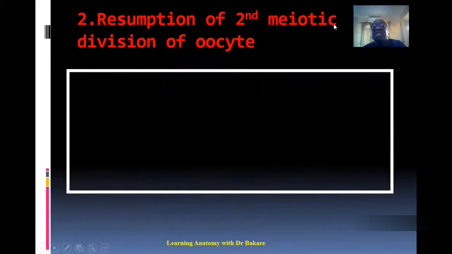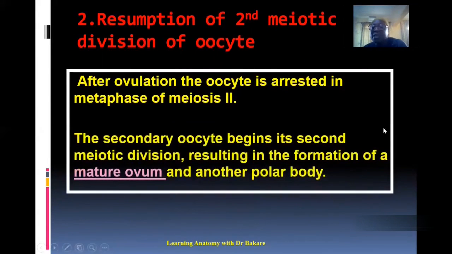There's also the resumption of the second meiotic division. Remember, we said during ovulation, the egg is not completely mature because it is halted in the second meiotic division, specifically in the metaphase of the second meiotic division. So it is after the contact between the sperm cell and its plasma membrane that they are able to initiate the completion of the second meiotic division. So there's going to be the production of the mature egg now and also another polar body.